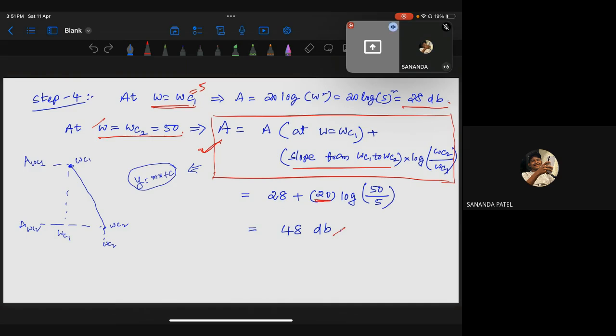Slope from omega C1 to omega C2. Yeah, correct. This is the slope m. This is the c value. This is slope and this is the x value, this difference. Is this clear? So that means whenever omega is equal to omega C2, the value is what? 48 dB. Is this clear? Any doubt?